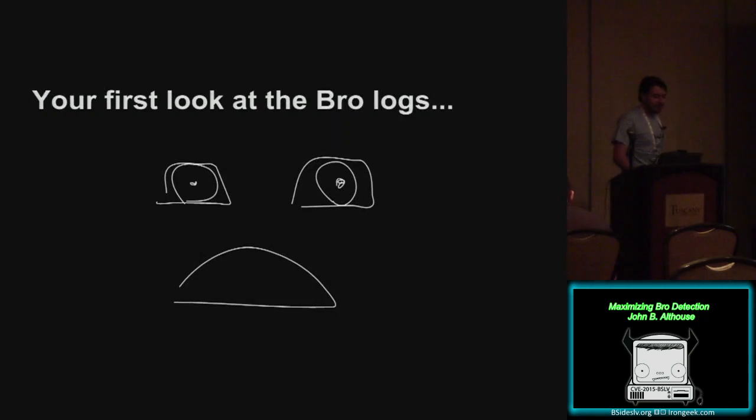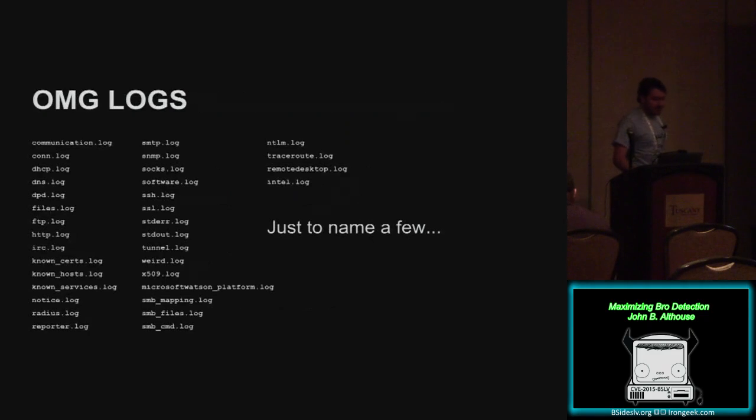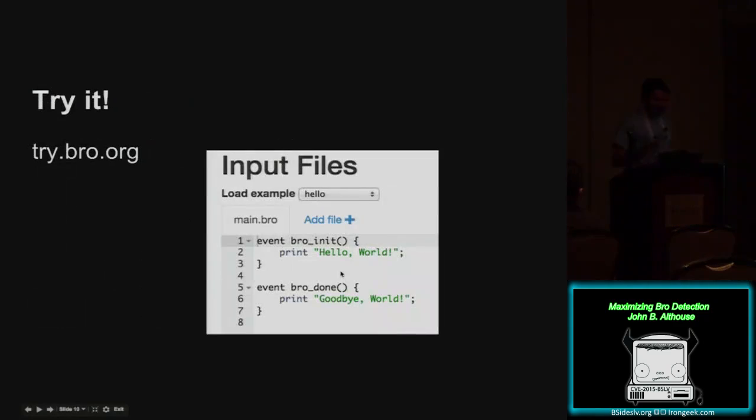Bro's great with that. So, your first look at the Bro logs. It's a lot of logs. Probably can't read all those, so let me name a couple out. Communication logs, DHCP, DNS, file logs, FTP, HTTP, certs, IRC, tunnels. There's a lot of logs, and that's just to name a few. SMB, and you can create your own.